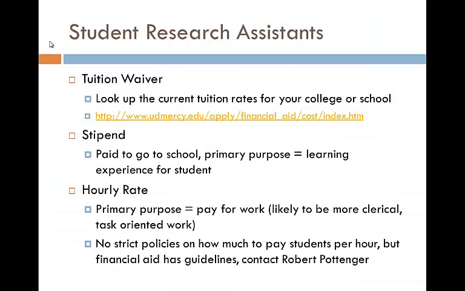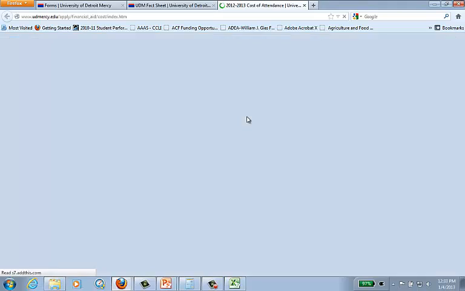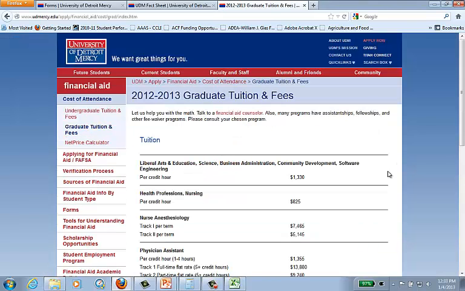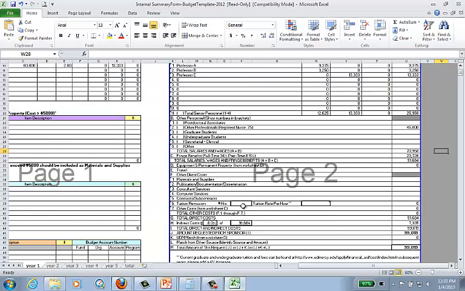Student research assistants. If you plan to write in tuition, you can look up the current tuition rates for your college or school. So if you plan to hire a graduate student and you're in the College of Health Professions, if you're in nursing, it's $825 per credit hour. Say this person we want to go full-time, and it will calculate that person's tuition on the form.